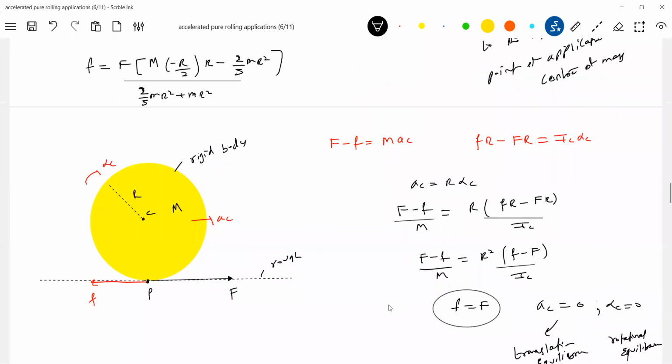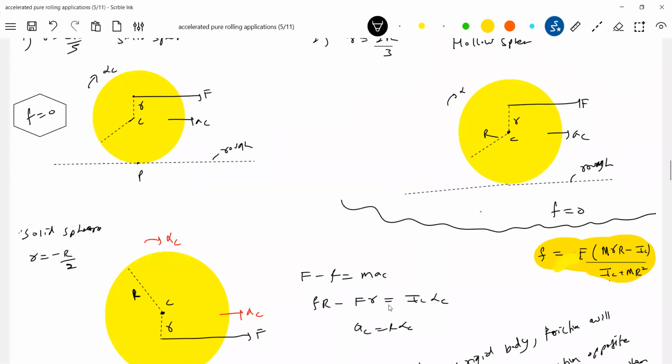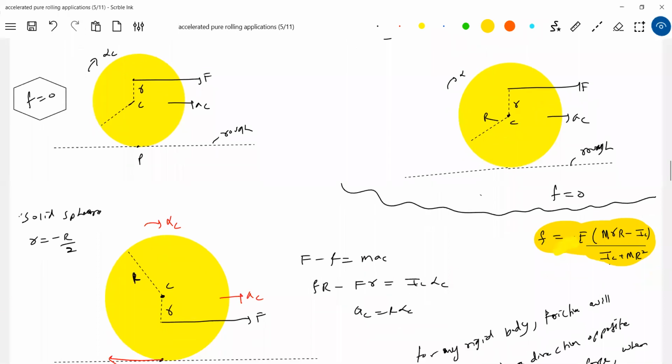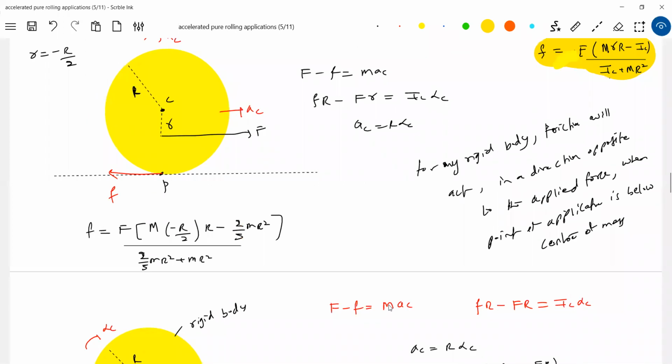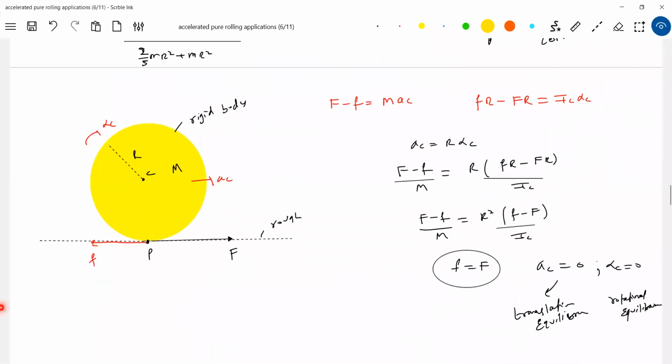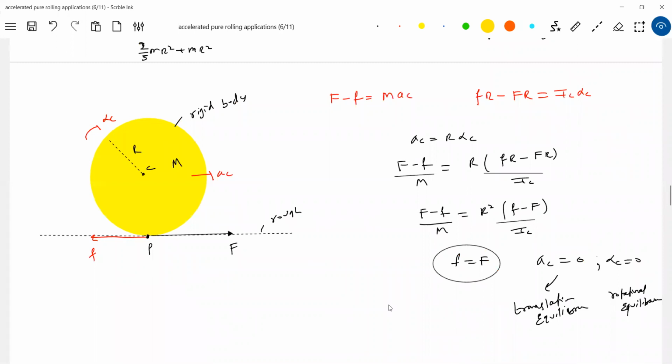Or else you do one thing: go back to this formula. Put small r equal to capital R, you have here. Put small r equal to minus R. So friction will be negative, will act towards left. Solve it and check it. For any rigid body, you are going to get small f becoming equal to capital F here. So this is about whether you apply the force above the center or below the points.